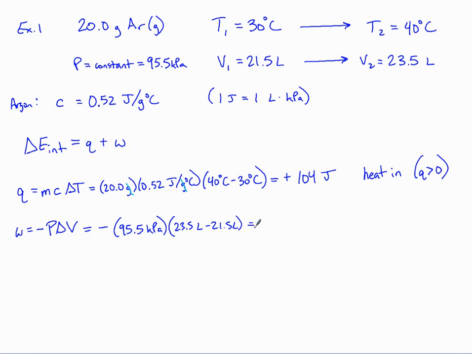And so we end up with, let's do one more thing. You notice this is kilopascals and liters. This is joules, and we have a conversion here. So let's go ahead and put our conversion in. 1 kPa times liter is 1 joule. So kPa's will cancel, liters will cancel, and it'll give us joules. And this comes out to negative 191 joules.